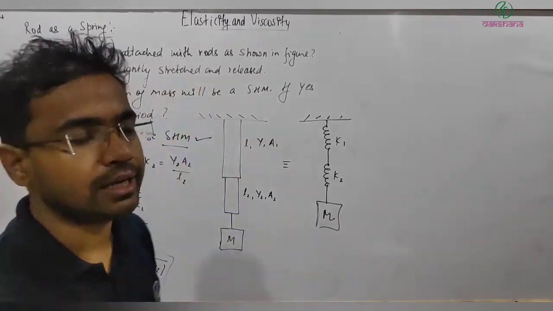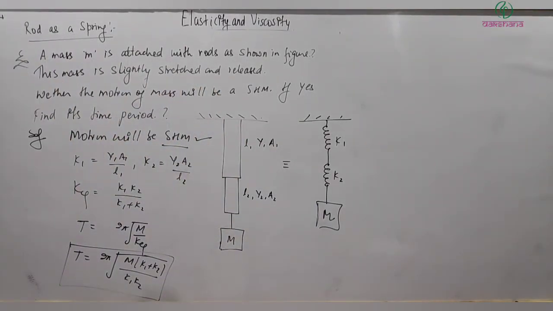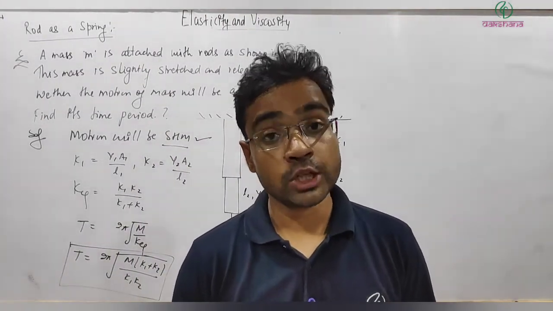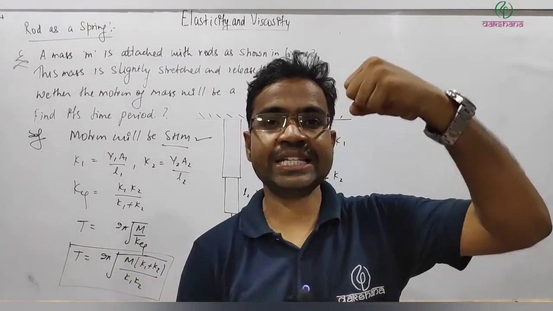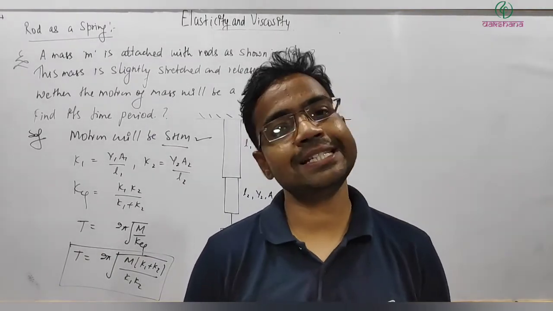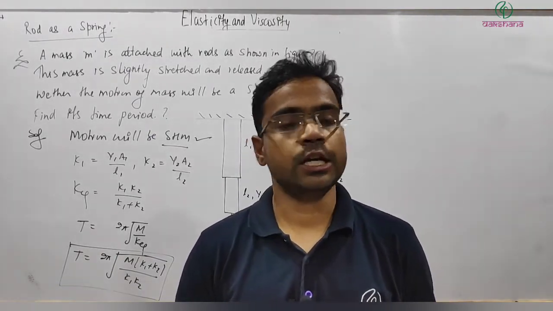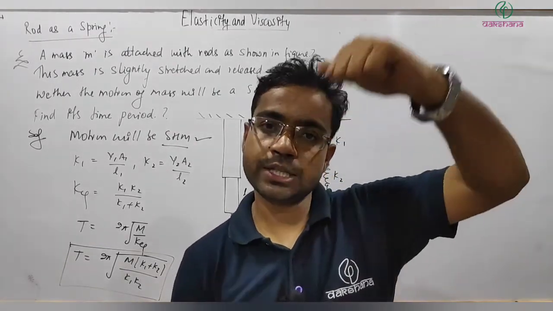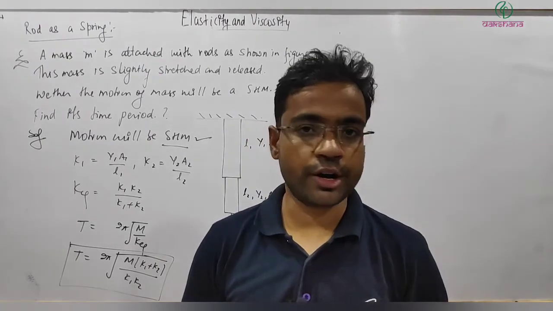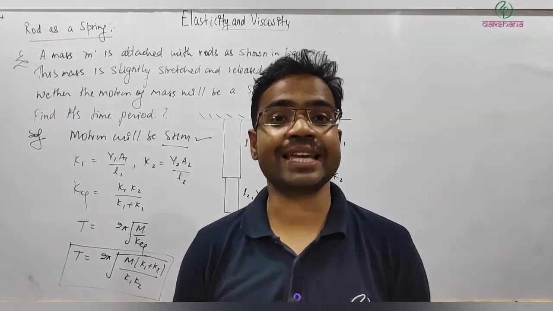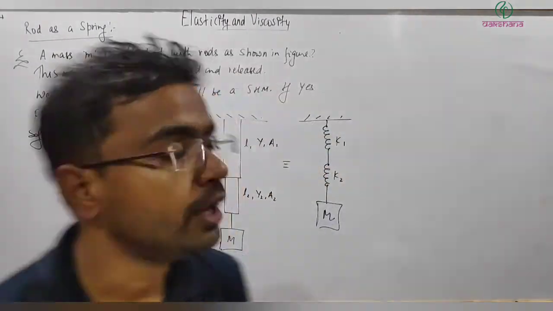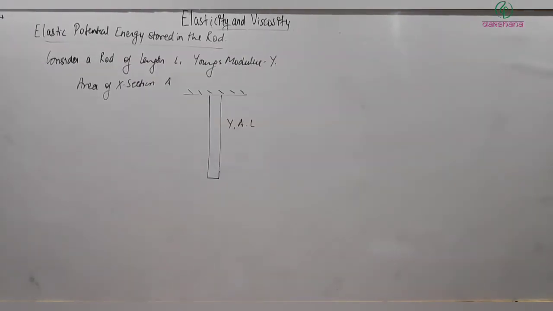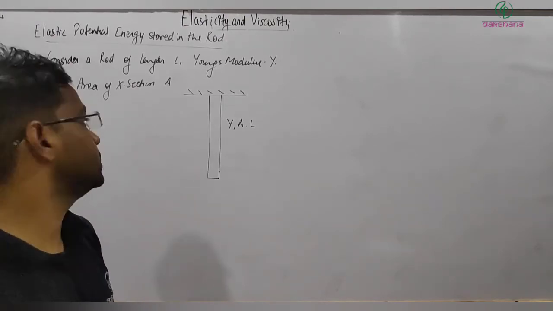Similarly, because now you can see the rod is acting like a spring, when we are stretching the spring, some elastic potential energy is getting stored in the spring. So if the rod is acting like a spring, then if the rod is stretched, some energy will be stored in the rod also. Let's get the expression. Let's calculate how much energy will be stored in the rod if it is stretched. Okay, so elastic potential energy stored in a rod.